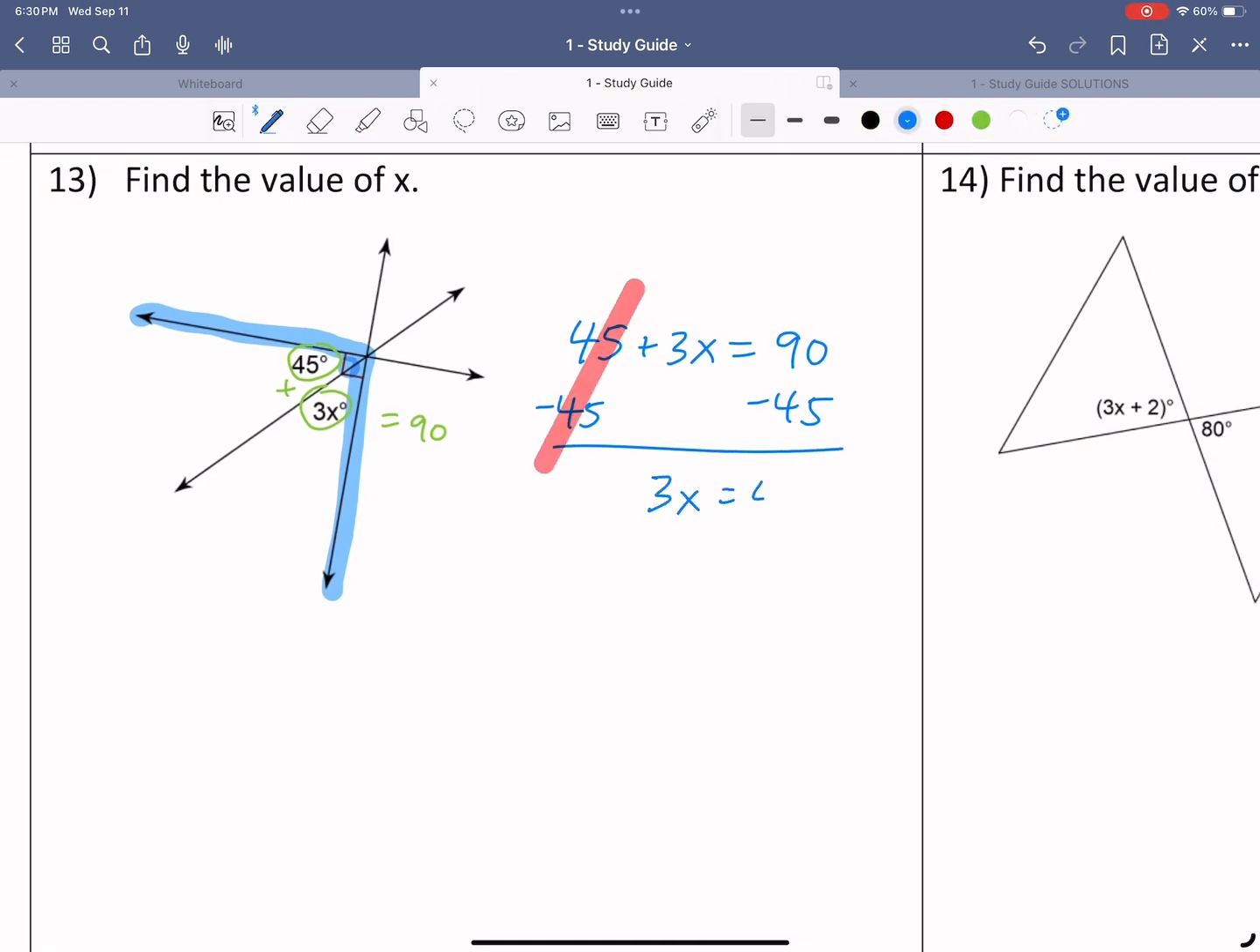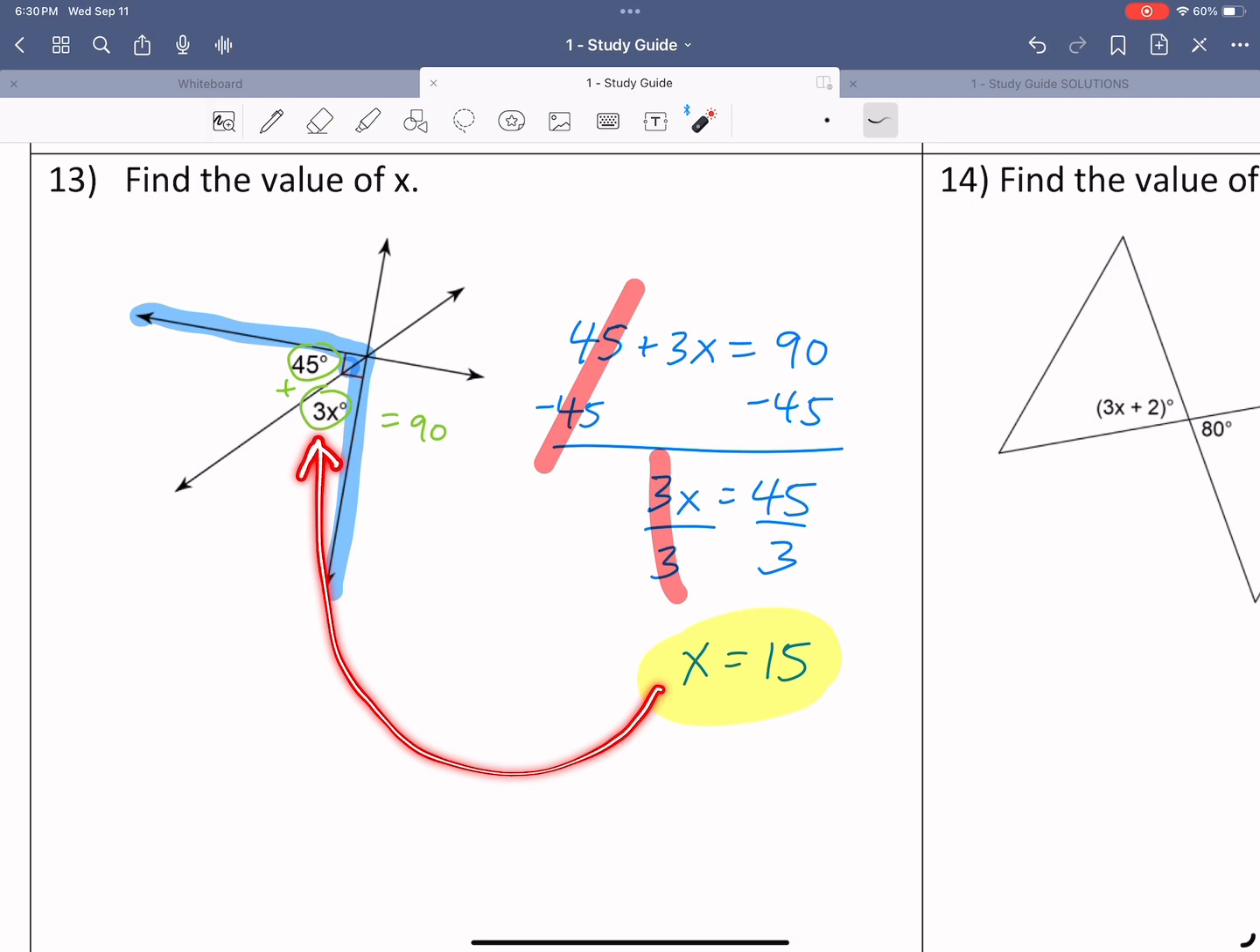That's going to give us 3x equals 45. Again, quick maths. Divided by 3, you're going to get x equals 15. That's going to give you the answer. And again, check your answer, plug it back in. Does that give you 45 and 45, which adds up to 90? Yes, it does.